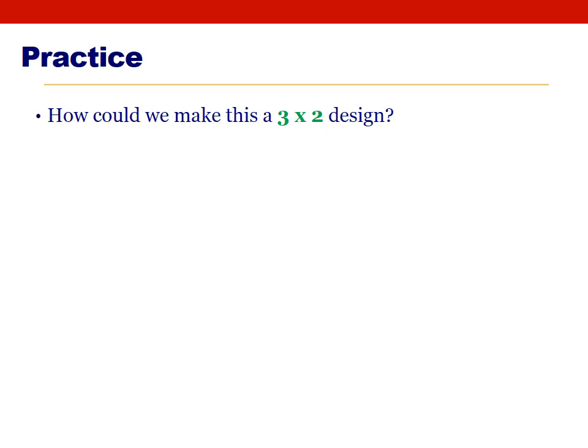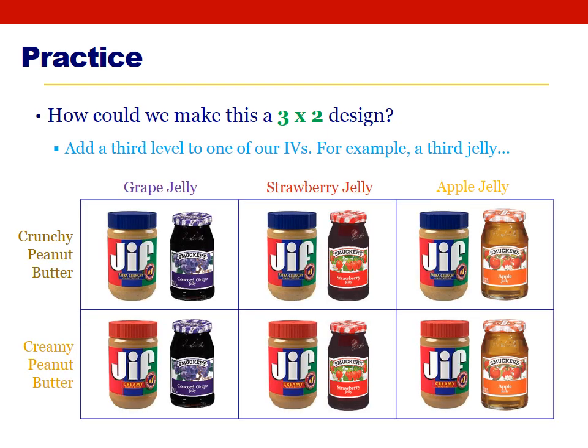What we would need to do is add a third level to one of our two independent variables. So for example, we could add a third type of peanut butter, maybe crunchy, creamy, and almond. That would turn this into a 3x2 design. Alternatively, we could add a third type of jelly. Maybe we stick with just crunchy and creamy peanut butter, but now we have grape, strawberry, or apple jelly. This would be a 3x2 or 2x3 design, and in either case, we have 6 different combinations of sandwiches that we could now make. So our study is getting more complicated, and we're going to need more participants.